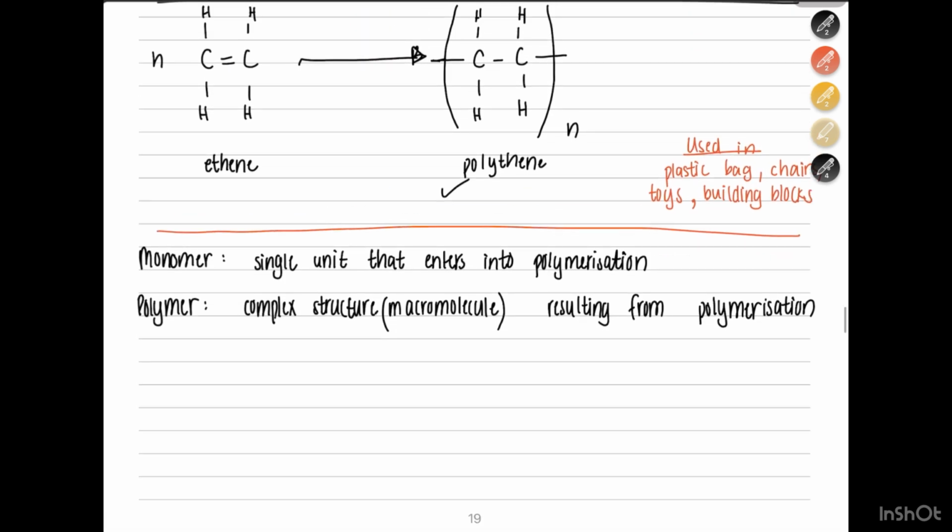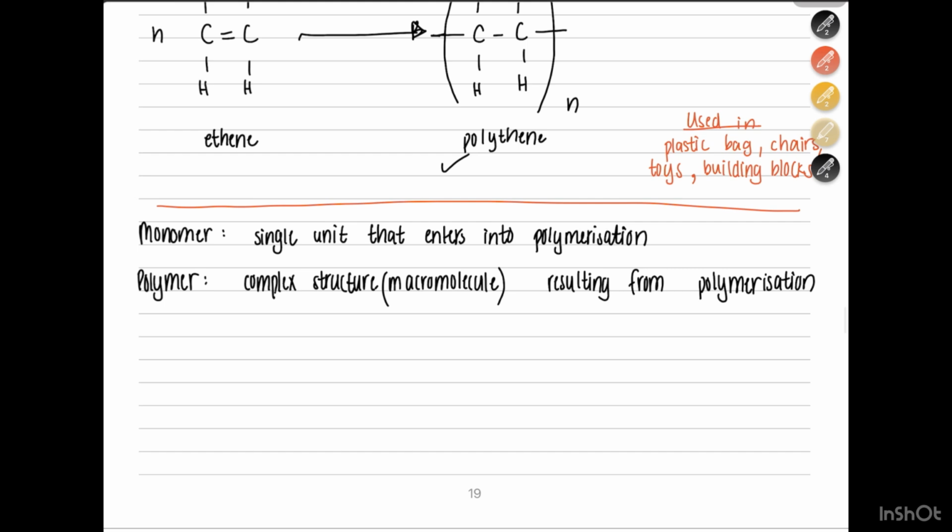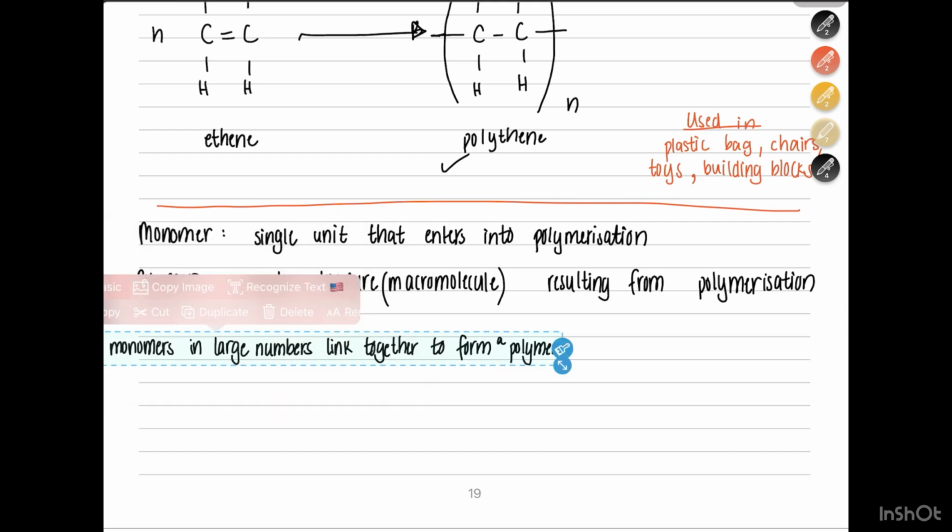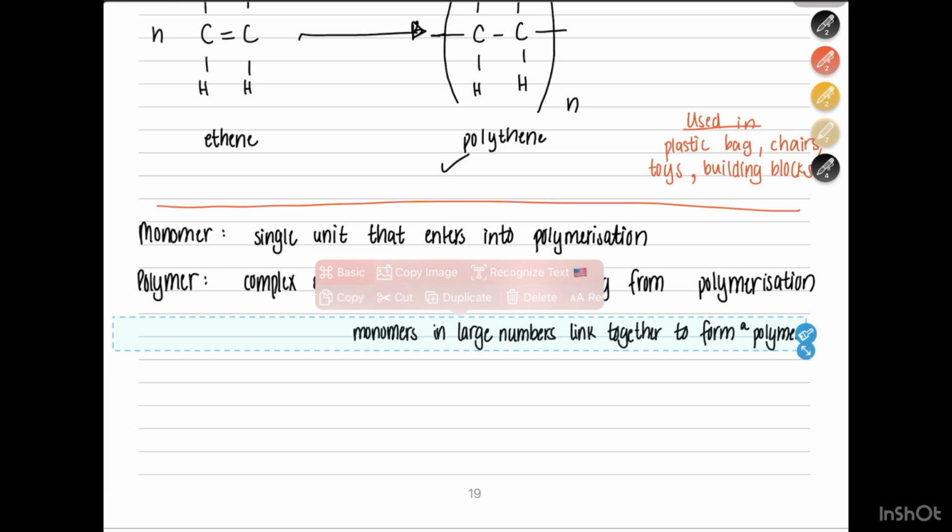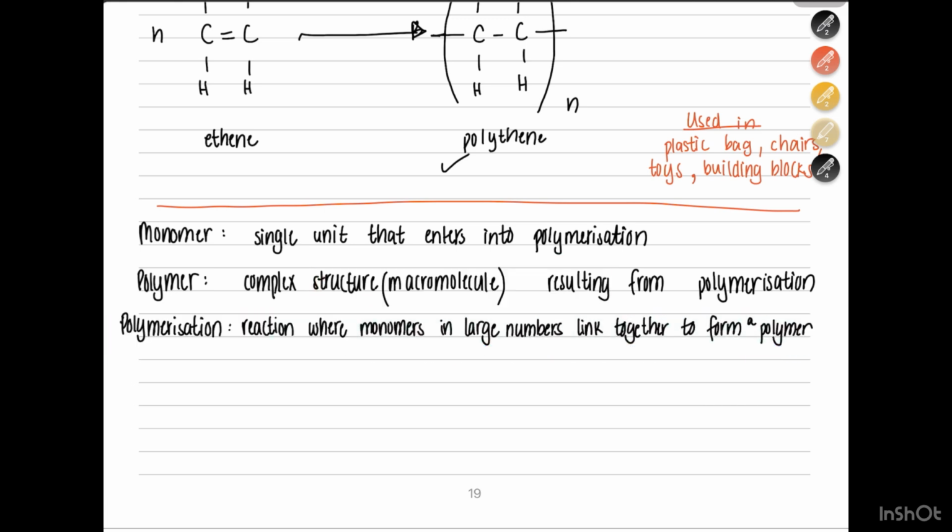So now we know what a monomer is, which is converted into a polymer during the process of polymerization, and this helps us to define what a polymerization reaction is: a reaction where monomers in large numbers link together to form a polymer.